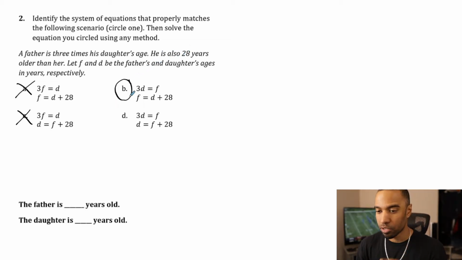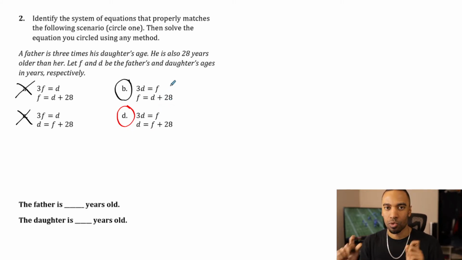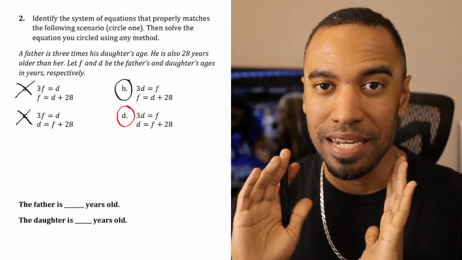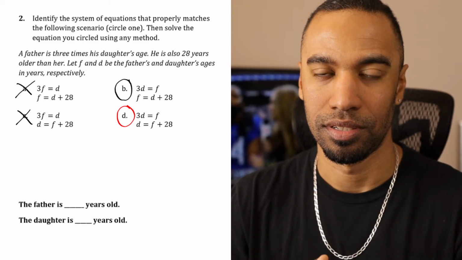Now, I am going to solve using B, but let's say that you accidentally did D. When you solve it, what's likely going to happen is either one of two things, one or both. One, you will get a daughter's age that is older than the father. Or two, you might even get a negative age out.